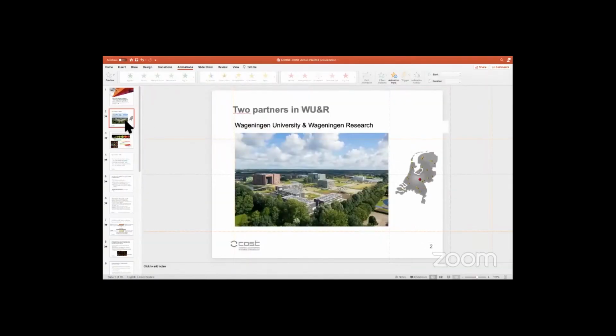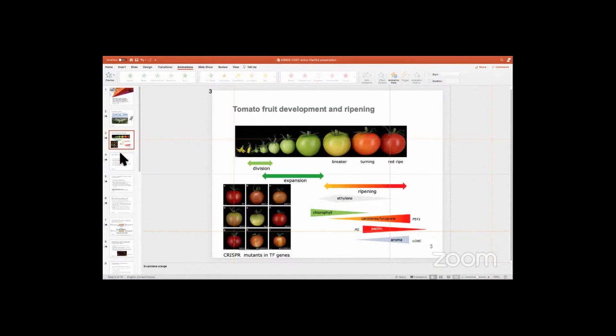Okay, so I'm working in Wageningen Plant Research, which is part of Wageningen University and Research. And as François already mentioned, I'm studying, among other things, plant development, specifically tomato fruit development in ripening. And we started using CRISPR-Cas mutagenesis in tomato about 7 years ago.